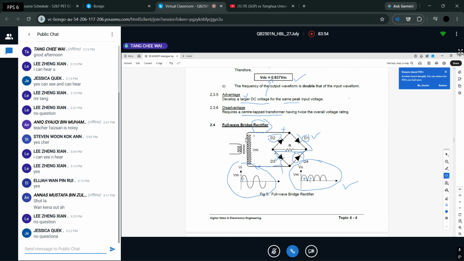The positive half is because both the currents flow through in the same direction. Flow through this way, both also flow through this way. That's why you get one half positive, this half also positive. And then, of course, you repeat the same thing. So in other words, the positive and negative cycles that come in are being rectified now to give you a waveform that is such. This is after rectification.